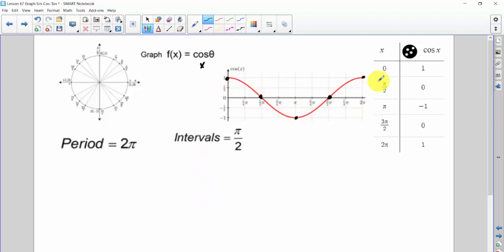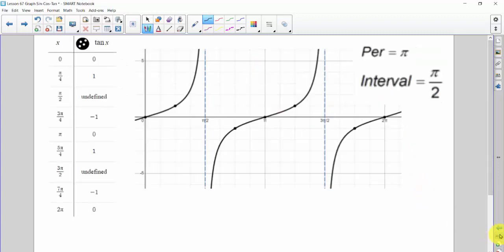This graph will repeat itself after 2 pi, so we call that period 2 pi. This is one cycle of the graph, and we graph these in pi over 2 intervals. We could use pi over 4 intervals, but they're approximations because we don't know the exact value of root 2 over 2. We can do 1s and 0s pretty easily, so that's why we do it.